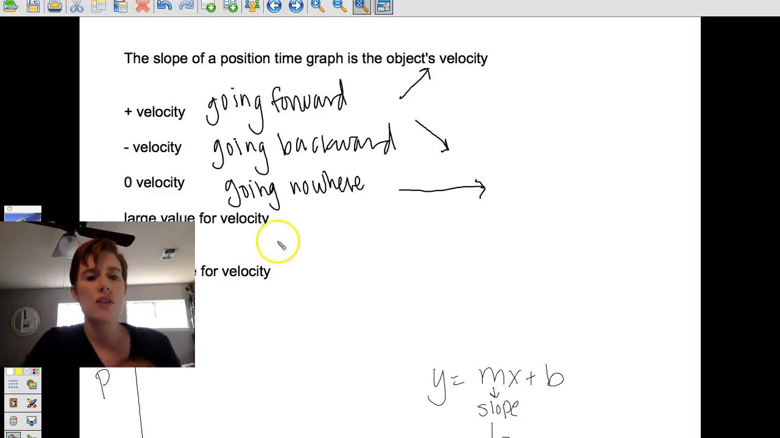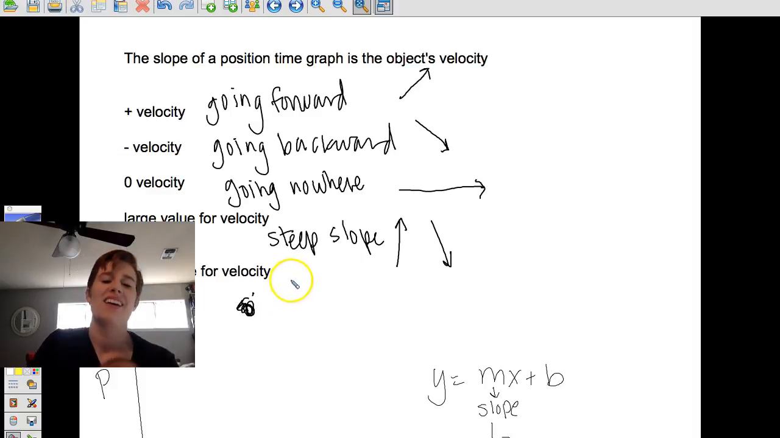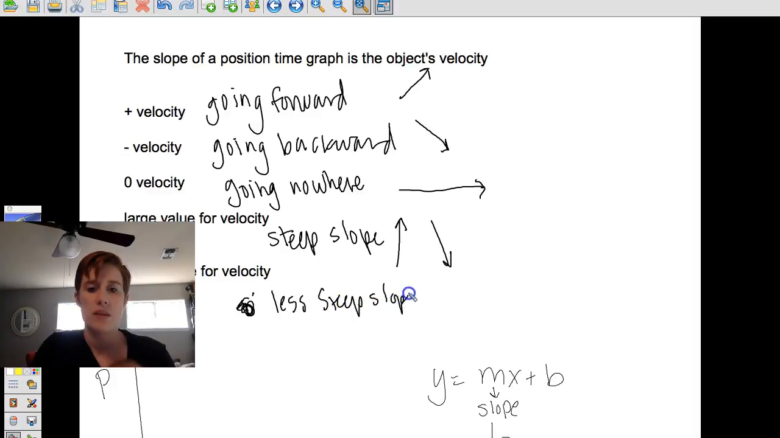Okay? A large value for velocity is translated by having a steep slope, like this or this. A small value for velocity is translated by having a less steep slope. So having something like this or this, they have lower velocities than ones with steep slopes.